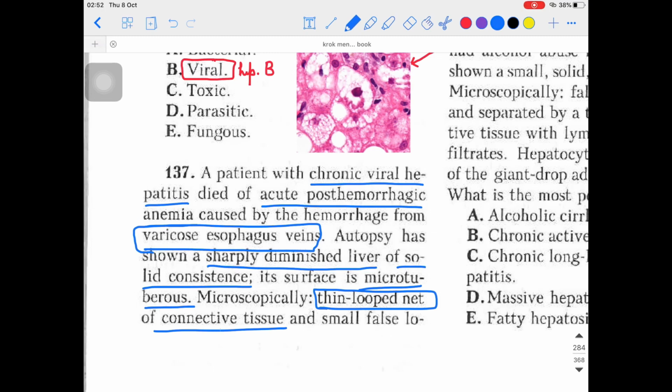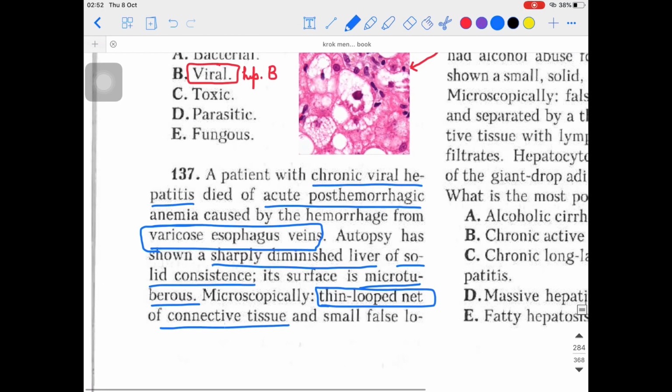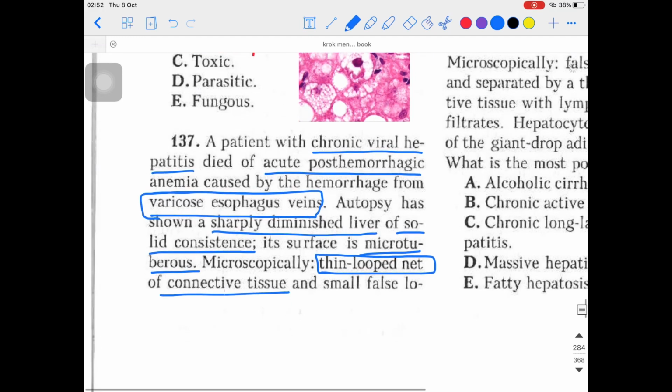I'm saying, like chronic alcoholism, if the patient is taking alcohol for, let's say, 15 or 20 years, then in those patients it is very common. However, here they gave you the history of chronic viral hepatitis, and it leads to post-hemorrhagic anemia because of the bleeding occurring inside the body, and the hemorrhage was coming from varicose esophageal veins.